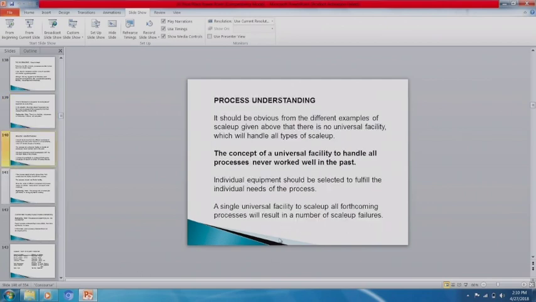Process understanding. It should be obvious from the different examples of scale up given above that there's no universal facility out there which handles all types of scale up. The concept of a universal facility to handle all processes never worked well in the past. Individual equipment should be selected to fulfill the individual needs of the process. The universal facility to scale up all forthcoming processes will result in a number of failures.